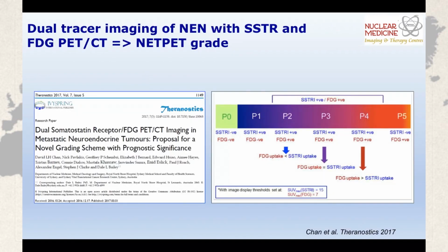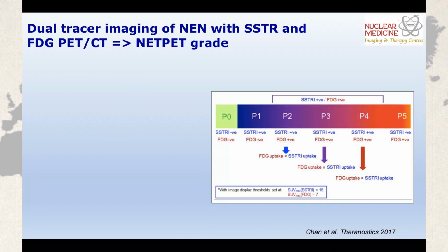The NET PET grading with FDG versus SSR receptor imaging has been critical to managing patients with metastatic neuroendocrine tumors. And the reason for this is to determine the response that these patients will have to particular treatments. So obviously, if the patient has more SSR positive tumor, this patient will then respond to PRRT and somatostatin. Whereas if the patient is more FDG positive, this patient then will respond more to chemotherapy.